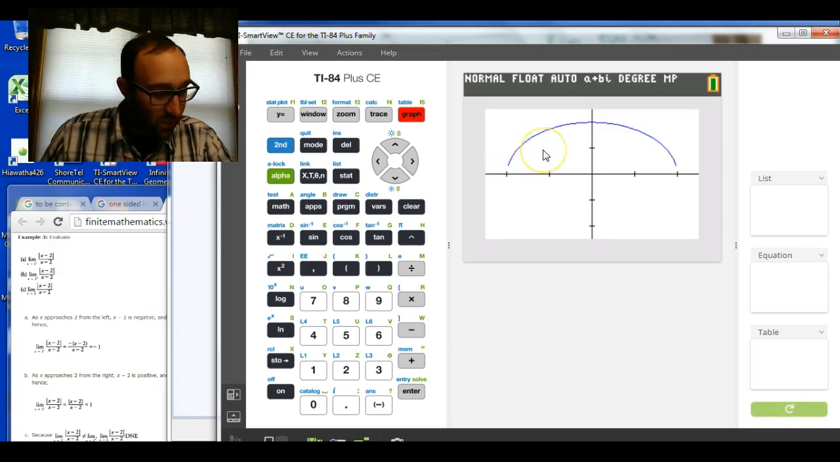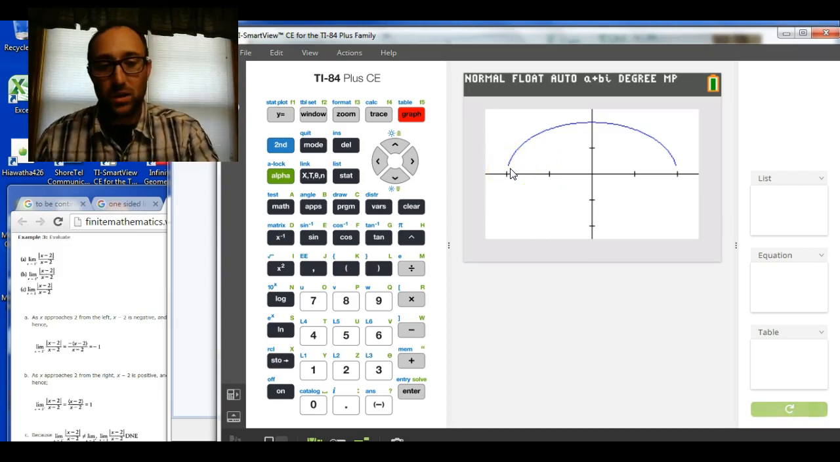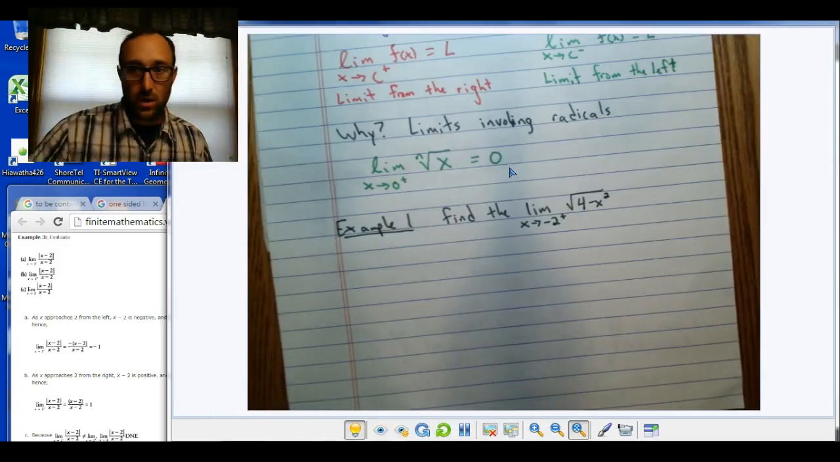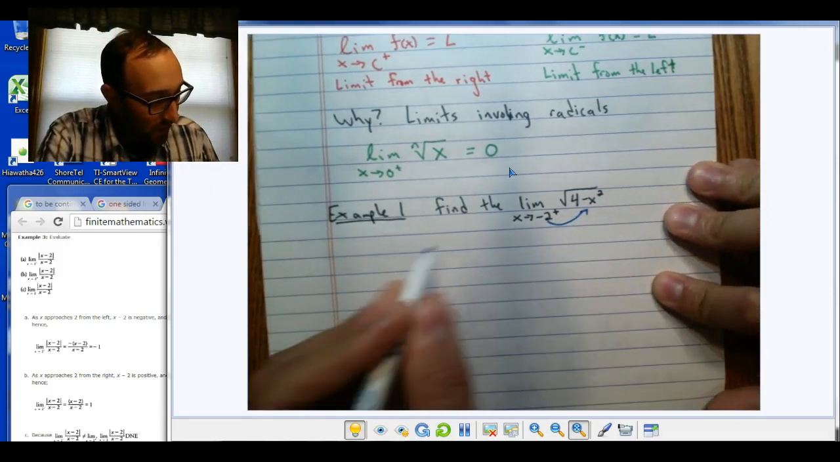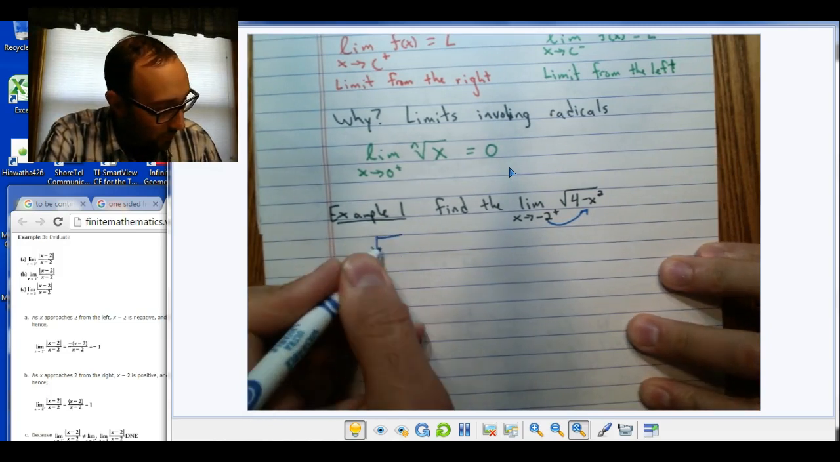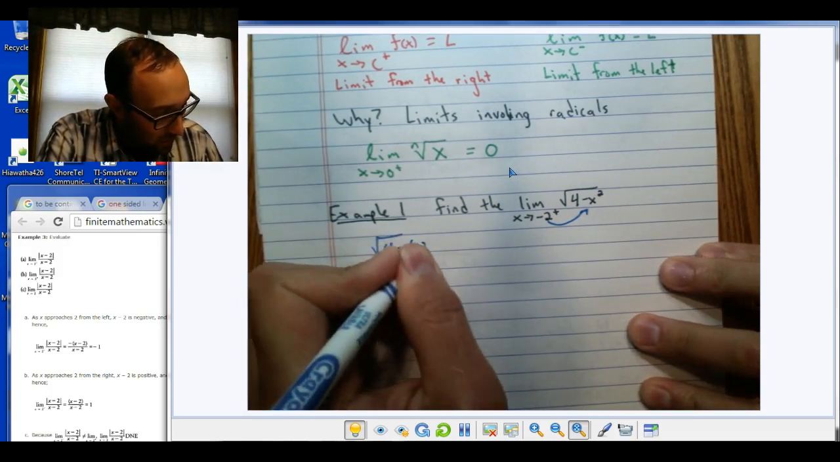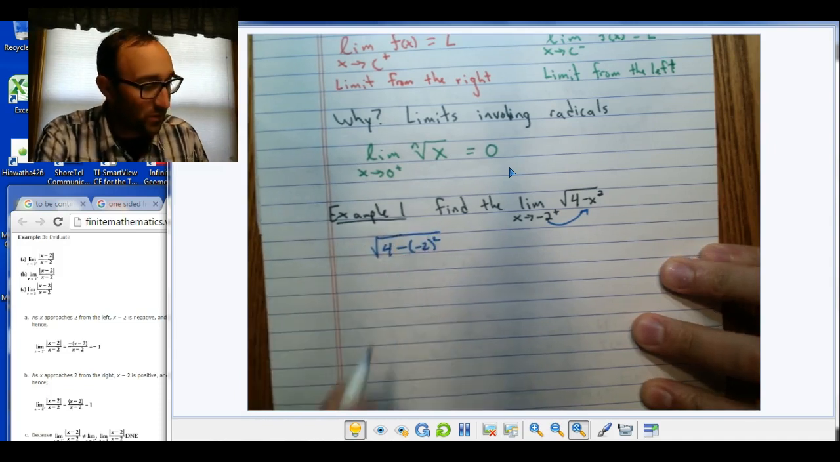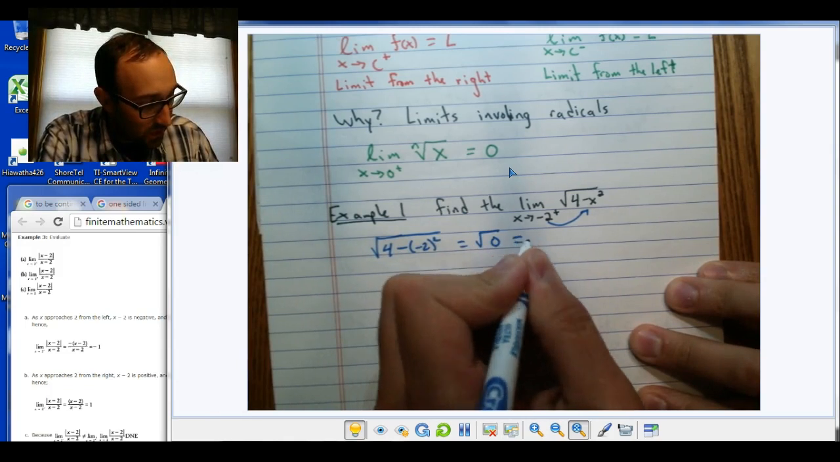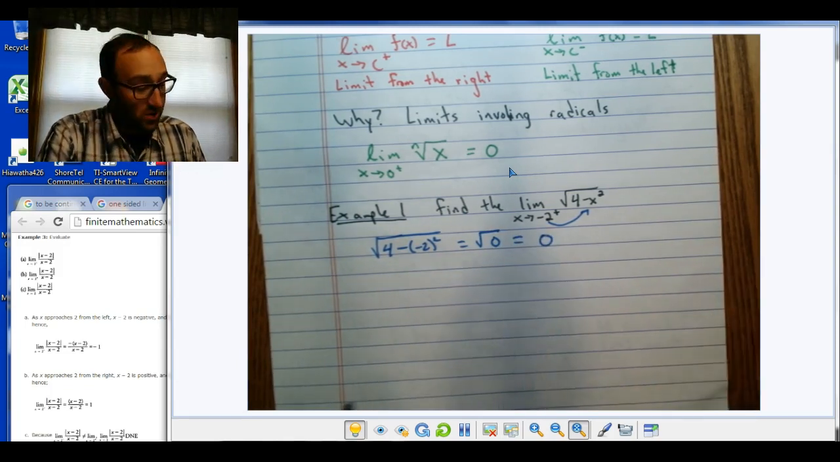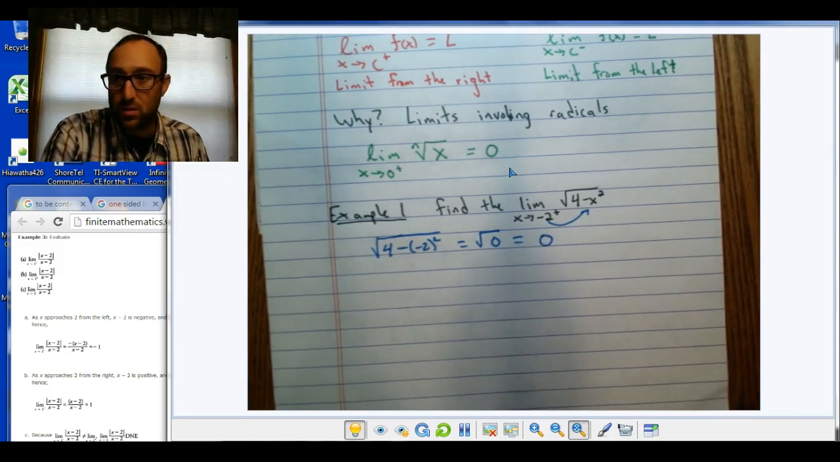But from there, we want to go to negative 2 from the right side, which means we're going to go this way. We want to know where that's going to be. It looks like it's going to be 2. So we're only going to take it from the right side. If we try to find this limit, I'm going to just plug in negative 2 for x and see what happens. So the square root of 4 minus negative 2 squared: negative 2 squared is 4, 4 minus 4 is 0, and the square root of 0 is just 0, which is good. We can use direct substitution and plug it right in.